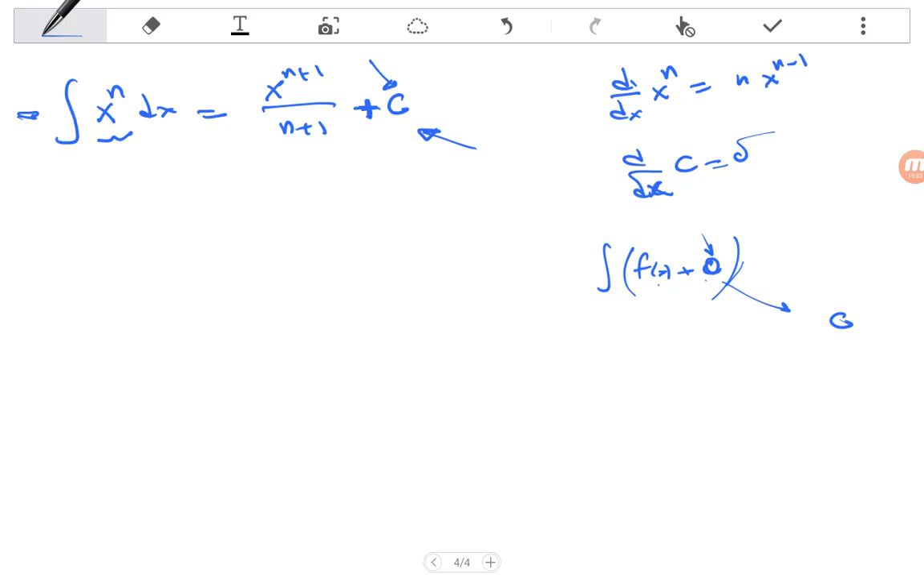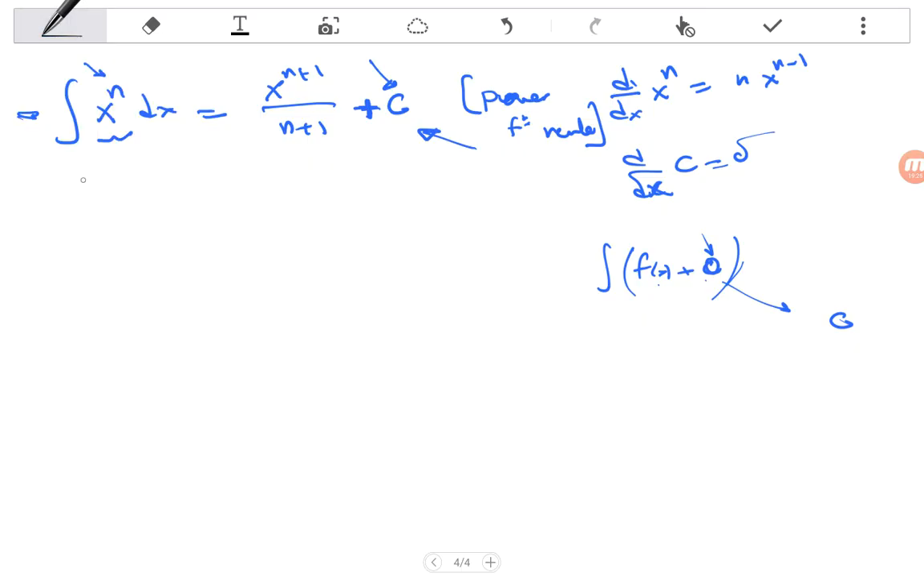Integration of a power function: we add 1 to the power and we divide by the new power. Okay? We call this the power function rule. You know that x power n is called the power function, and this is the power function rule. Okay?